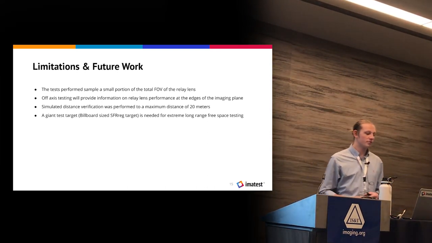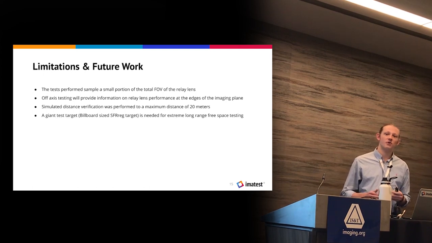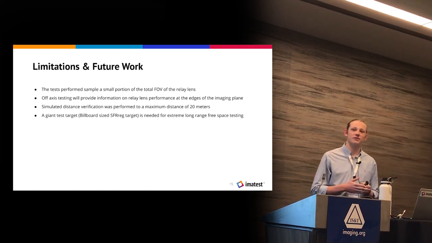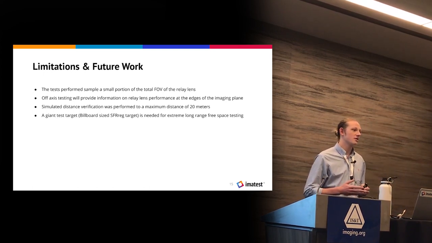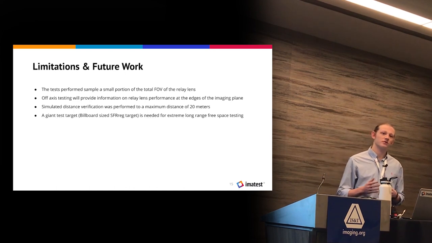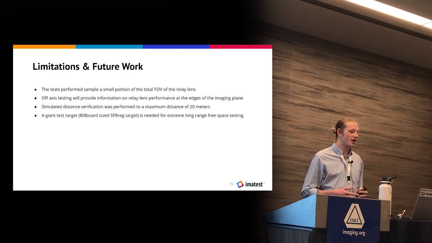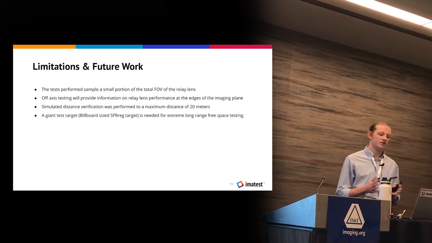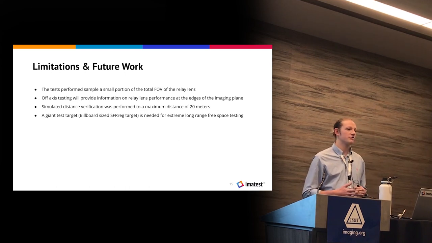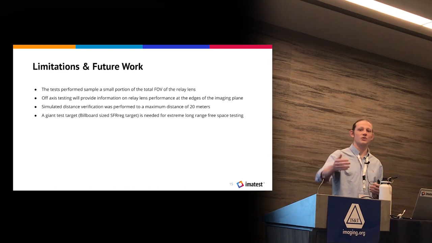The tests performed here only sample a small portion of the field of view of the relay lens. We'd like to evaluate the relay lens performance further by performing off-axis testing. And simulated distance verification was only performed to a maximum distance of 20 meters.